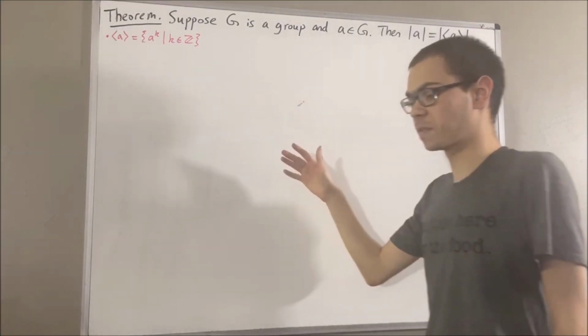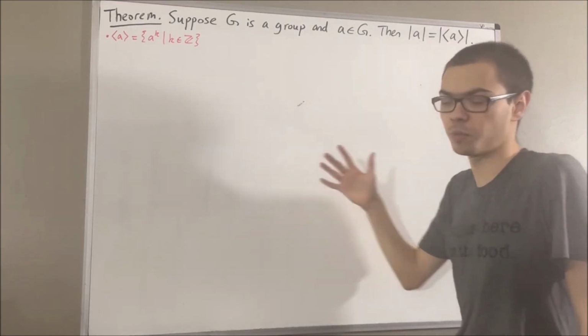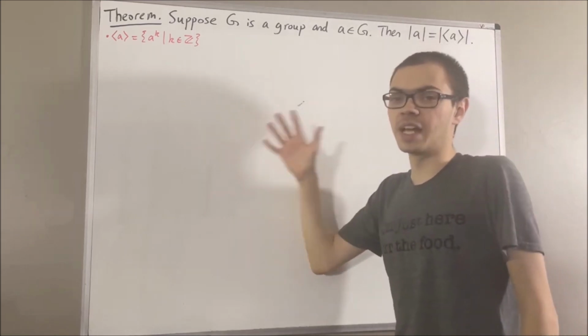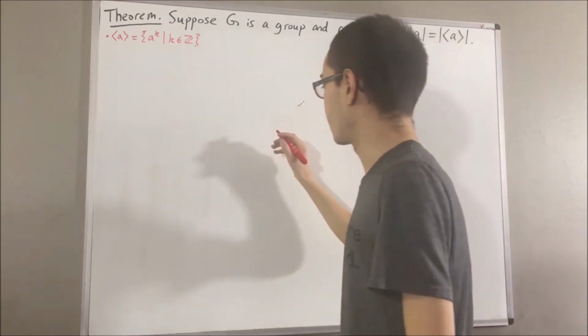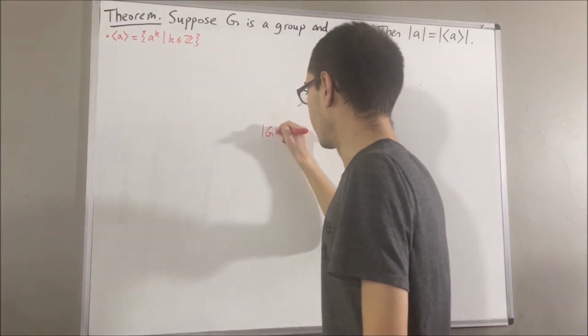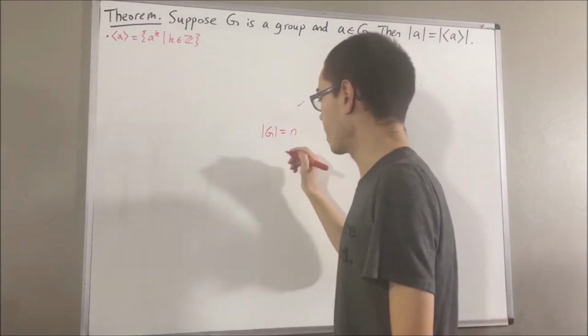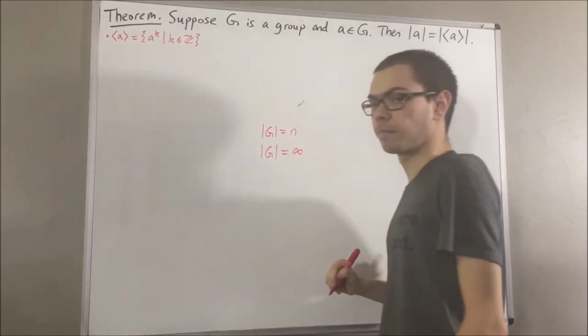And let's remind ourselves of the concepts of the order of a group and the order of an element in a group. Now, the order of a group is just the number of elements in a group. Given a group G, if G is finite, then the order of G is equal to some positive integer n. While if G is infinite, then the notation we use is order of G equals infinity.